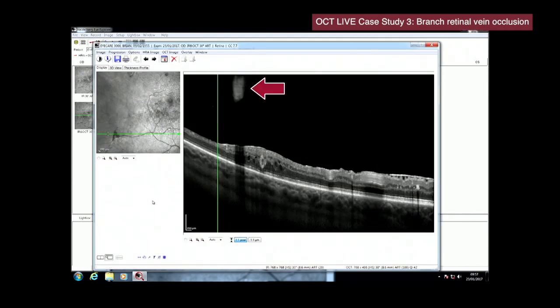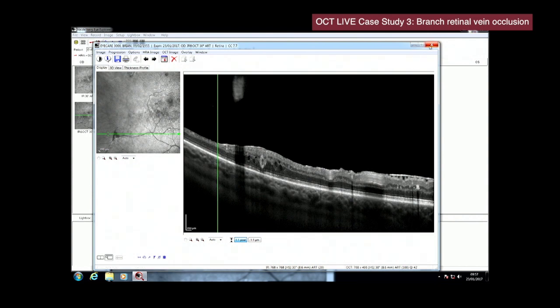And we've got high reflectivity in the vitreous, which is then casting a shadow on the OCT scan, which is precisely located at this point here. So it's most likely that it's a vitreous hemorrhage that we're looking at and not a new vessel. If it were a new vessel, we'd be able to see the vascular communication coming from the surface of the retina breaking through the internal limiting membrane.